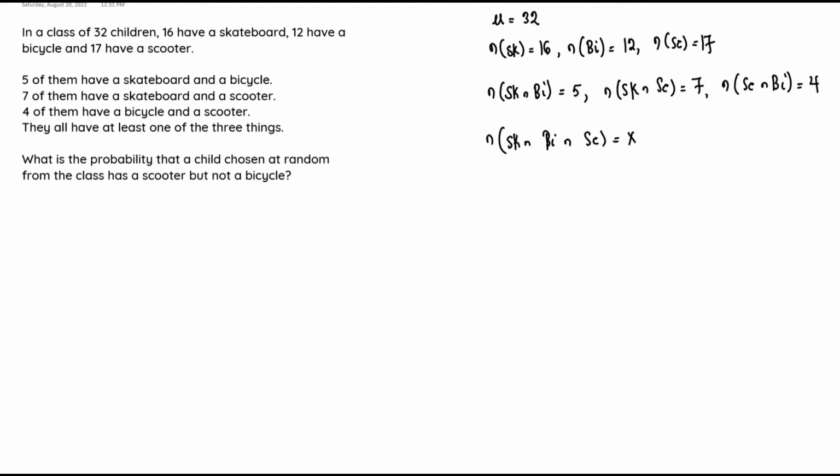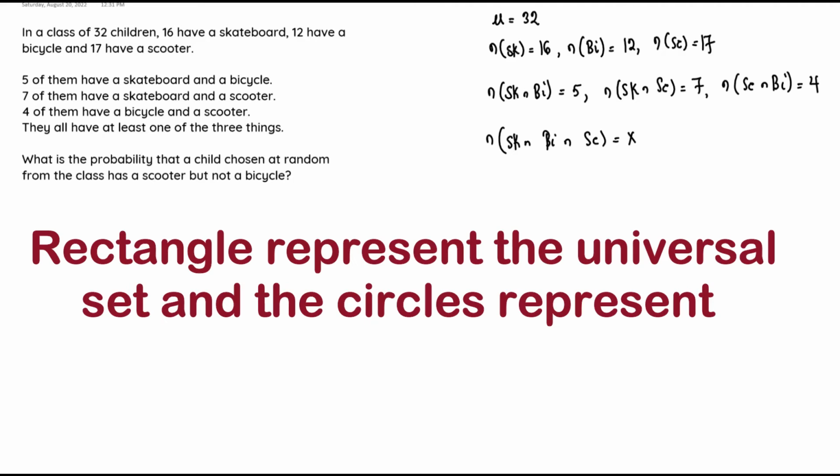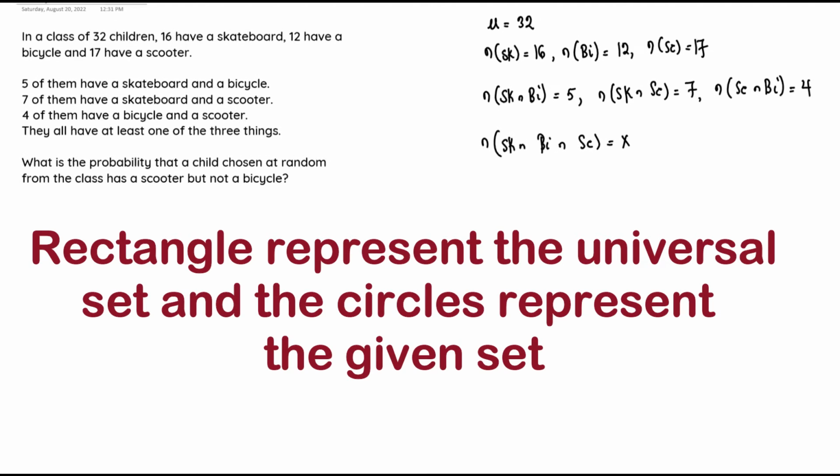So after having these details, the first step is for me to use the concept of Venn diagram to pictorially represent all of those details. So that means I'll be using the Venn diagram to tell a story about all of the details I just extracted. So please remember that the rectangle represents the universal set and the circles represent the given sets. So let's quickly do that.